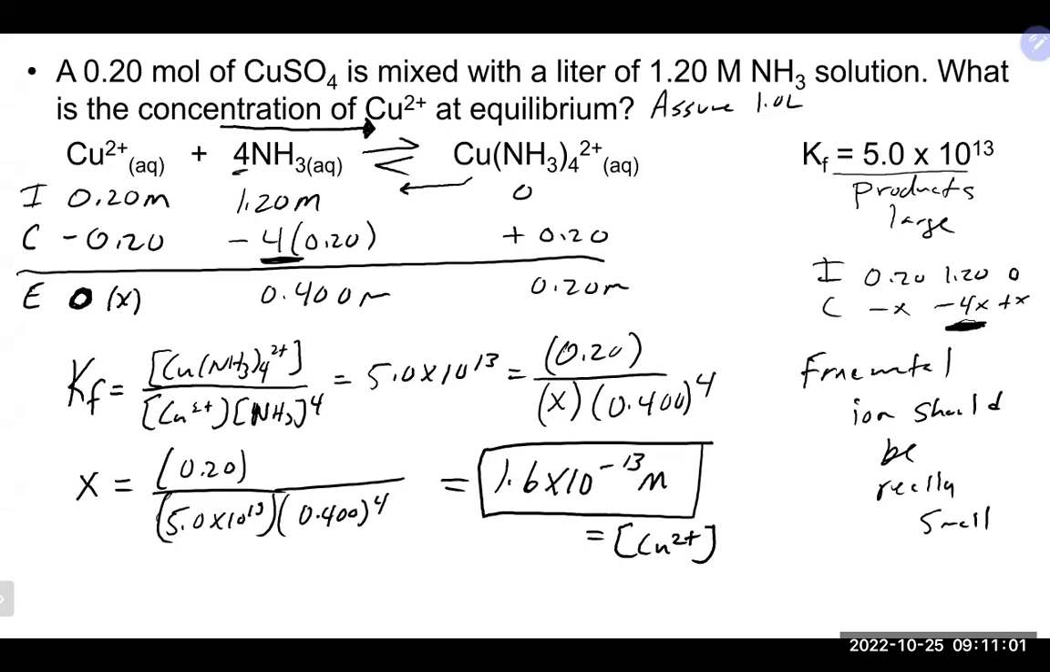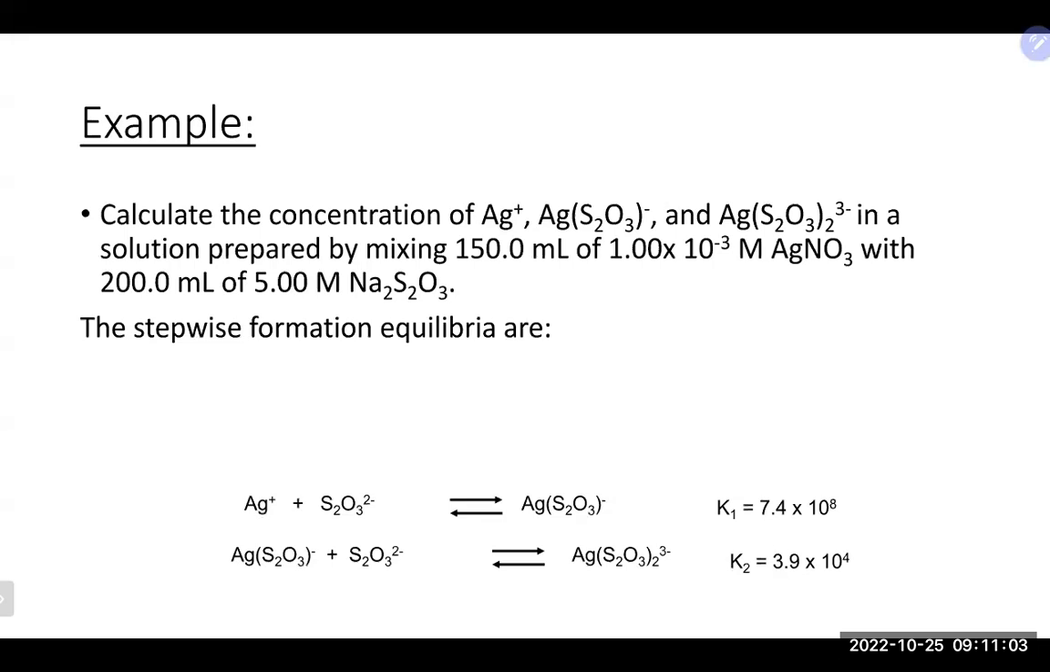All right, I tried one, you try one. Do this one here. We want the concentration of everybody, pretty much, in a solution that's prepared by mixing 150 milliliters of 1 × 10⁻³ molar silver nitrate with 200 milliliters of 5 molar, a little sodium thiosulfate, maybe. The stepwise formation is given below. We're looking for the concentration of everybody. We are not keeping any volumes constant here, so you need to figure out the correct concentrations when they're mixed together. Give it a go, see what you come up with here.